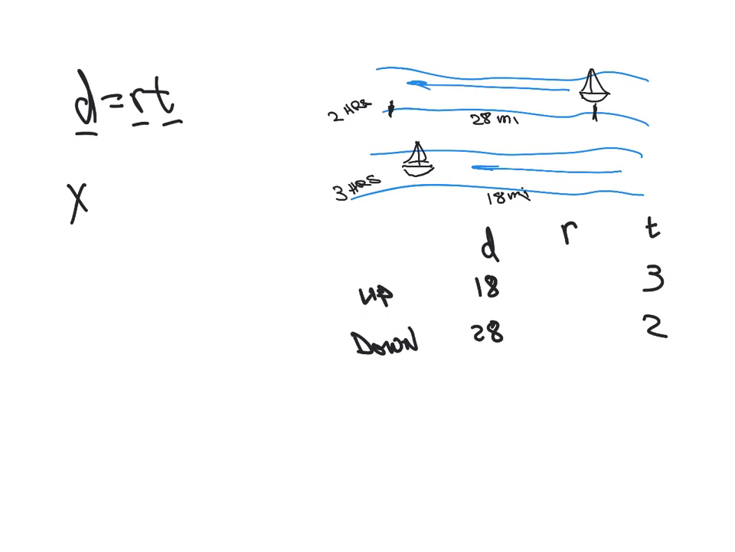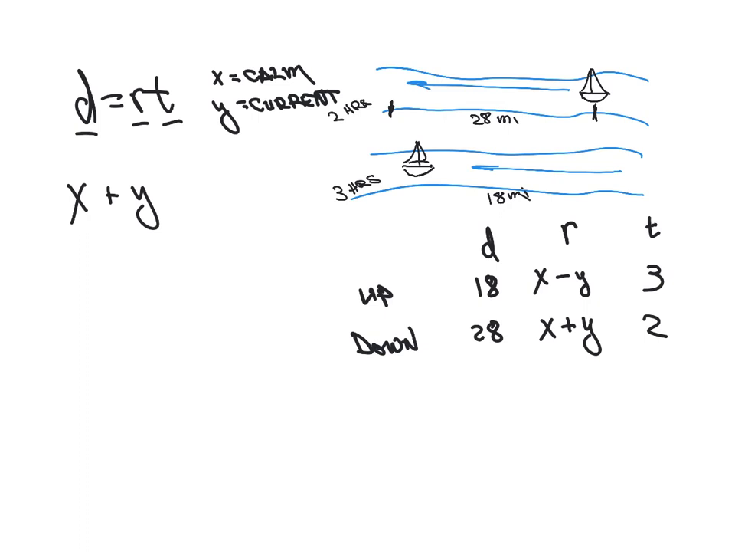If it goes downstream, we go the speed of the boat in calm water plus the speed of the current. So I'm going to call x the speed in calm water, and y is the current, because the current is either going to speed you up or slow you down. When you're going downstream, the current pushes you along, so your speed is x plus y. When you're going upstream, you've got the speed in calm water, but you're going against the current, so the current slows you down. That's why we have a minus y there.